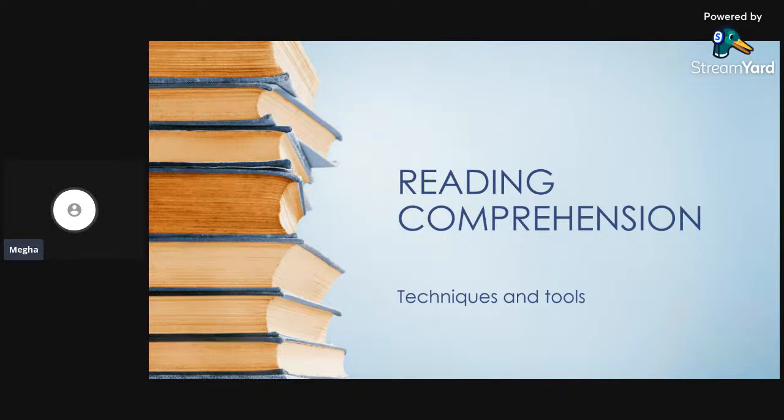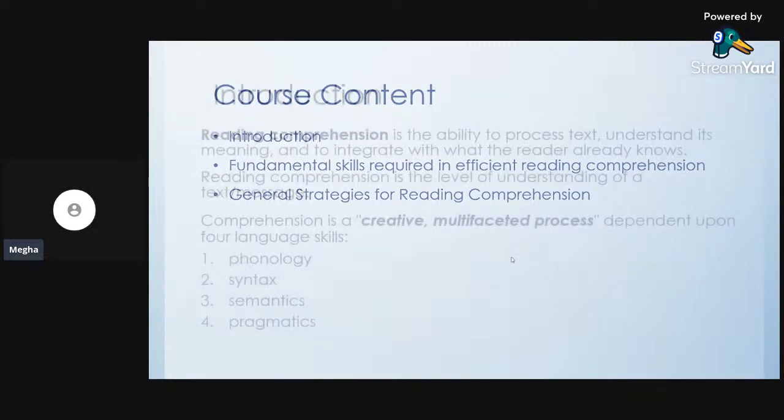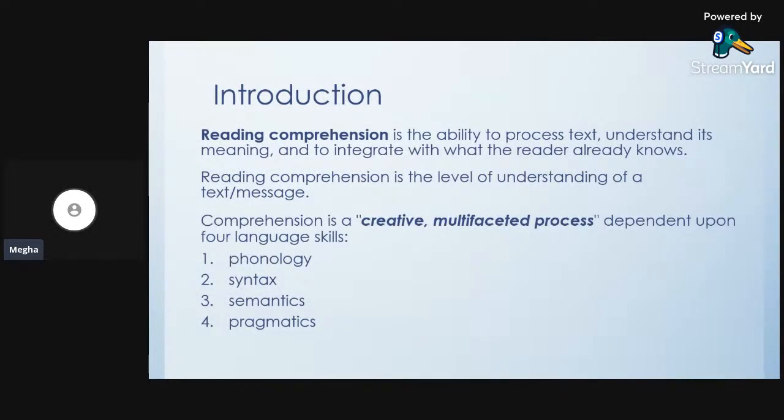Okay, let's see what reading comprehension is. Here we'll be learning about the introduction to reading comprehension, fundamental skills required in efficient reading comprehension, and general strategies used to solve such questions. The intro we have here is: reading comprehension is the ability to process text, understand its meaning, and integrate it with what the reader already knows.